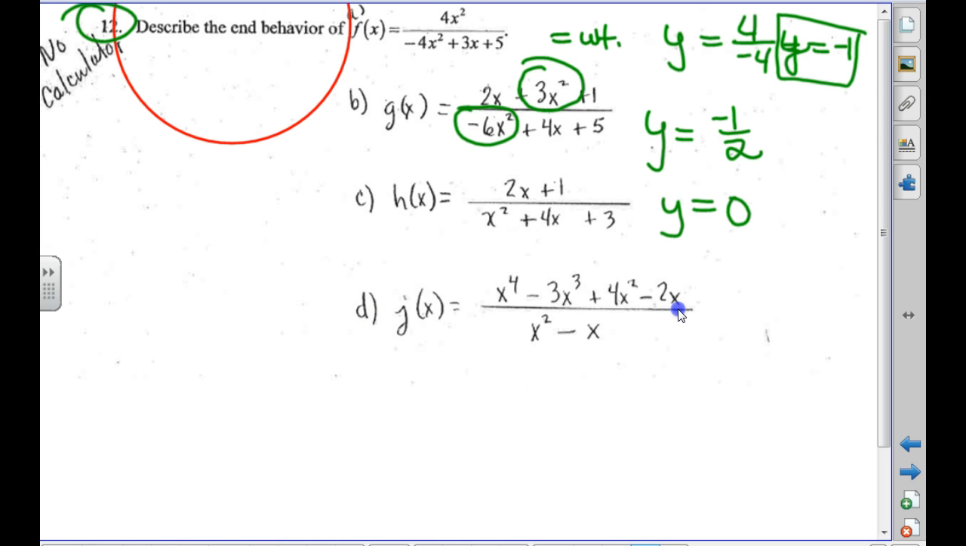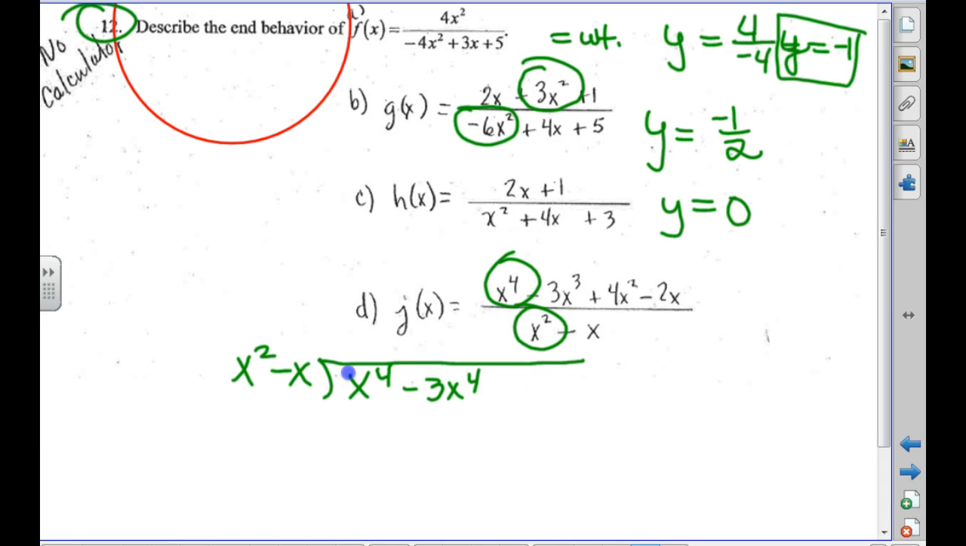D is degree 4 over degree 2. The rule is you have to divide, but you get to ignore the remainder. This one you could actually factor out some things, but I'll do it this way. Was that a minus under there, guys, before I drew on top of it? Is it minus 3x to the 4th? Okay, thanks.